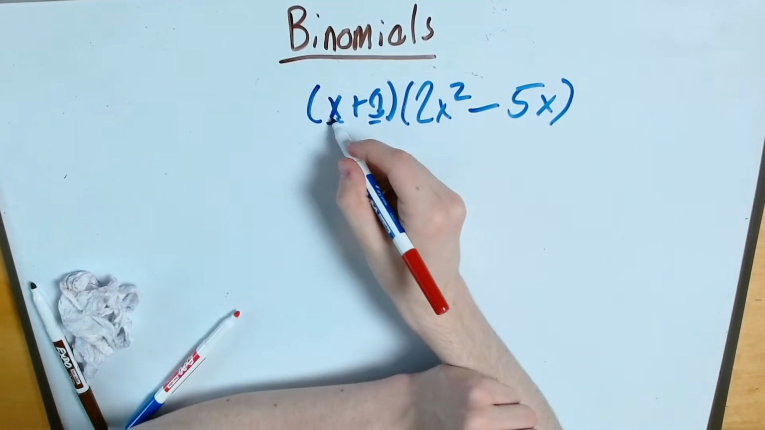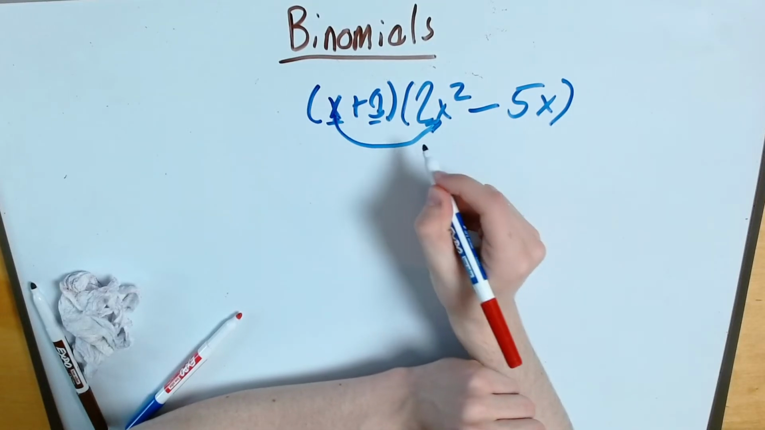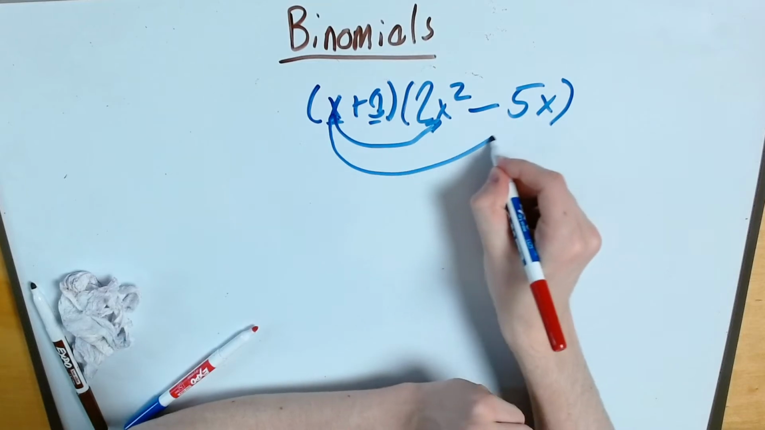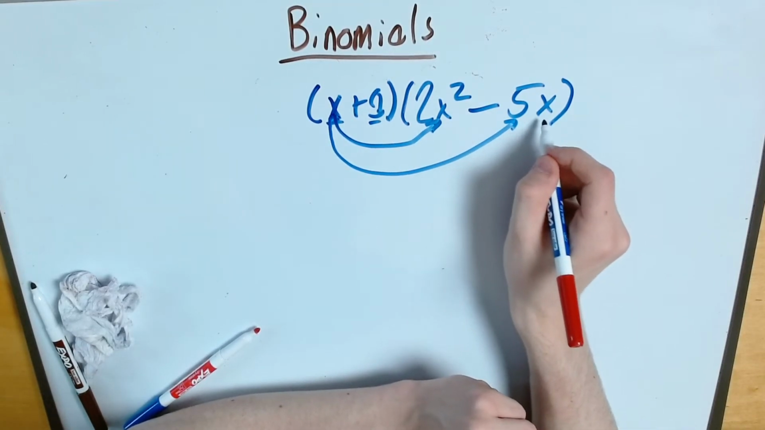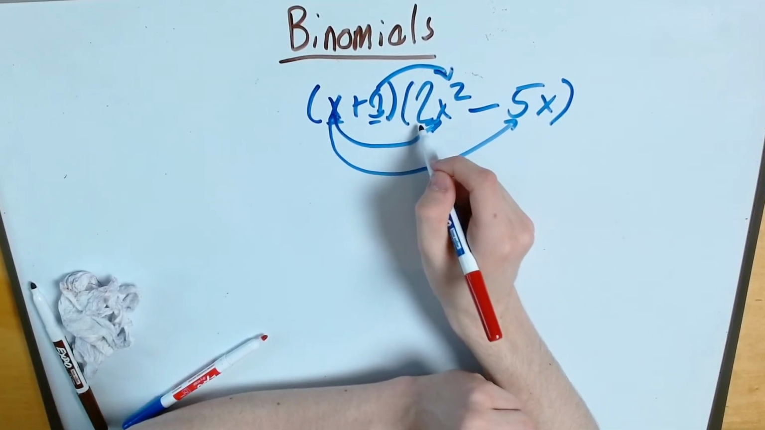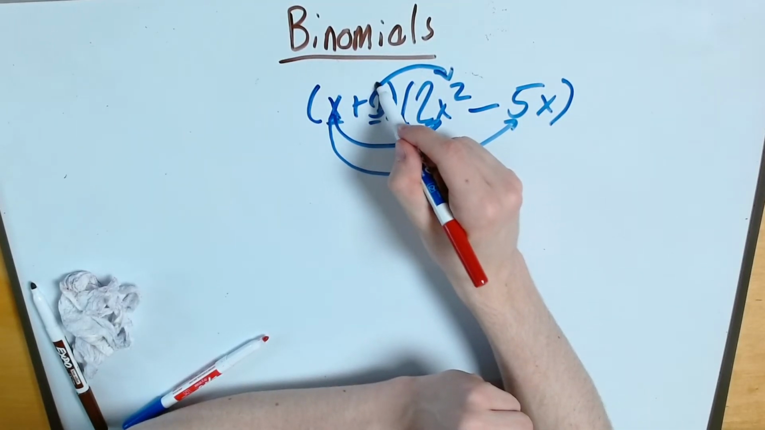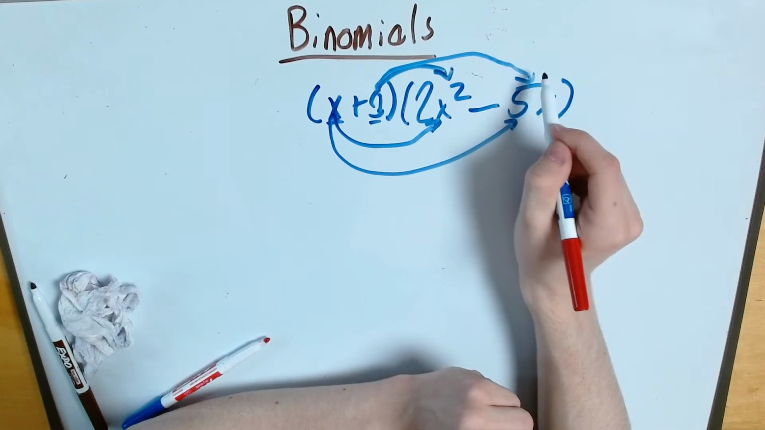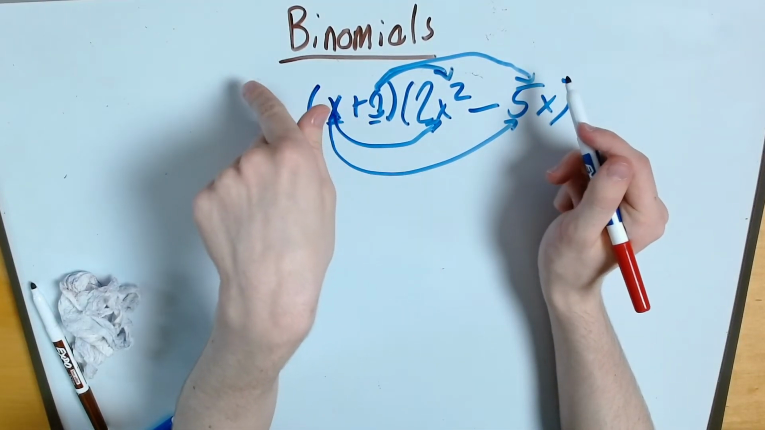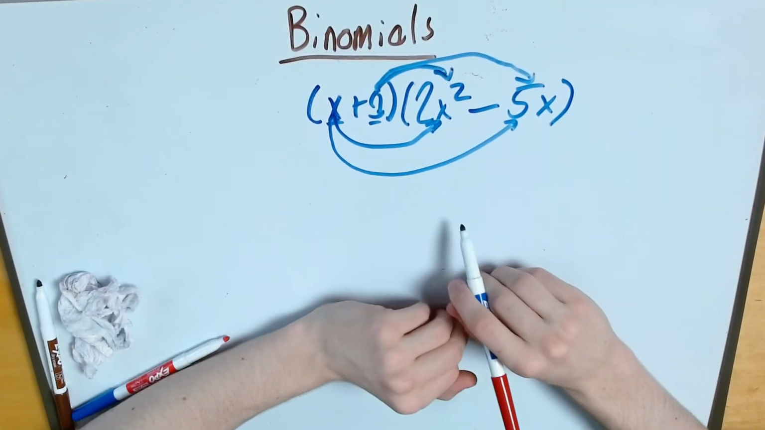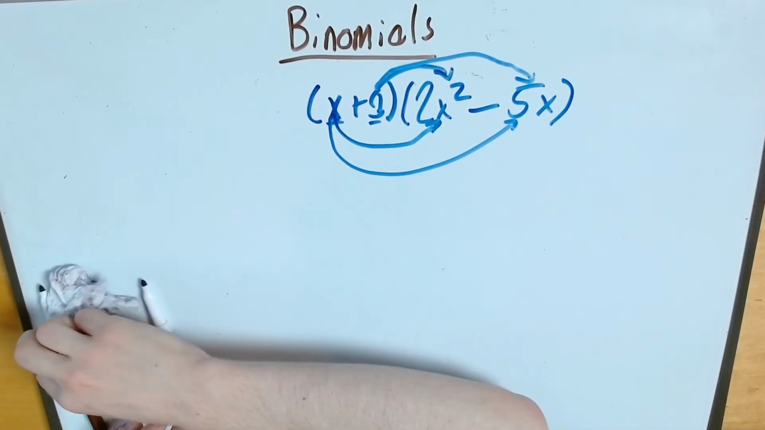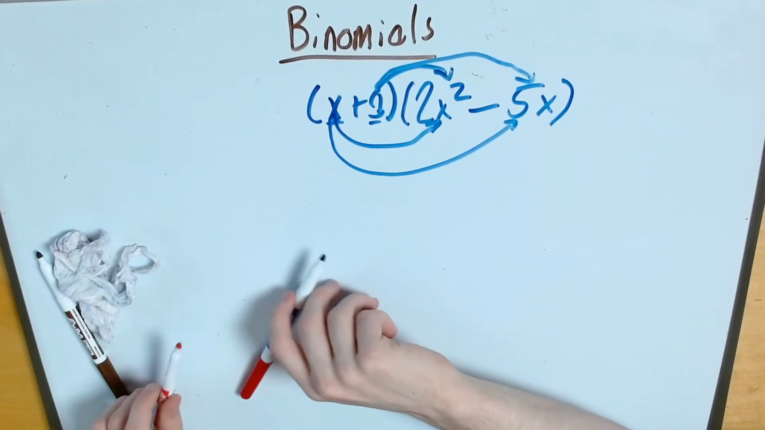We're going to take this x. We're going to multiply it by this 2x squared. We're going to take this x. We're going to multiply it by negative 5x. We're going to take this 1. We're going to multiply it by 2x squared. We're going to take this 1. We're going to multiply it by negative 5x. That way, we multiplied every single term by every other term. Now that's a lot to keep track of. So let's start by writing this all down.